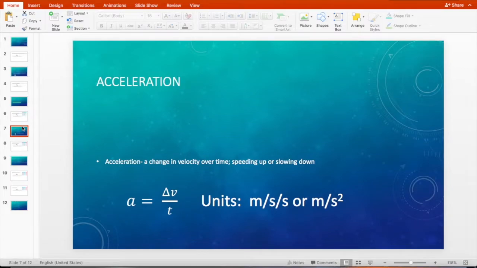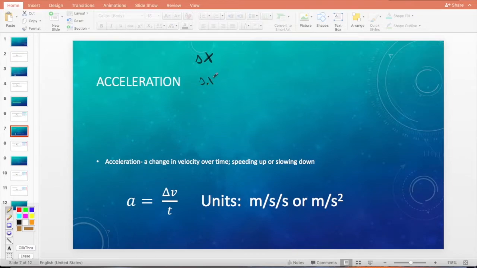Acceleration is a word that we all have heard before, defined as speeding up or slowing down. It's a change in velocity. We've been dealing with a lot of changes. Delta x was our change in position. If we put that over time, that gave us velocity. How quickly are you changing your position? How much time does it take you to change your position?